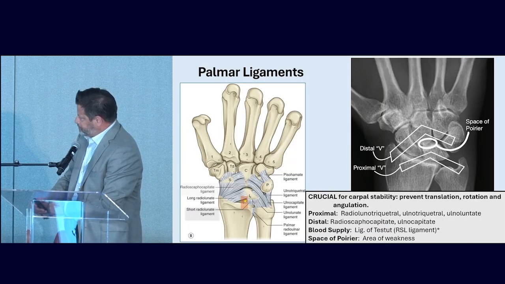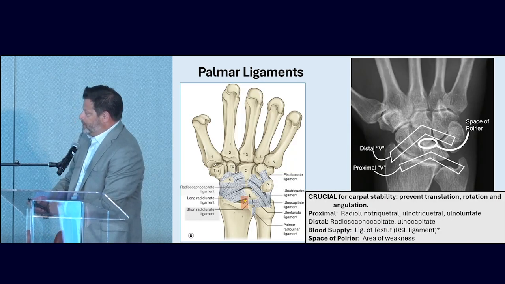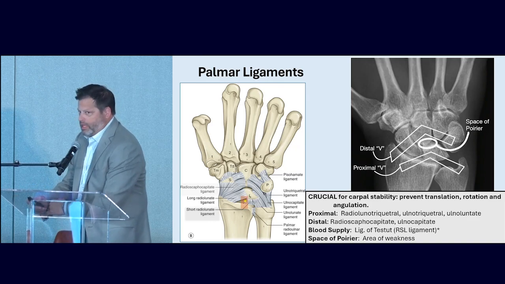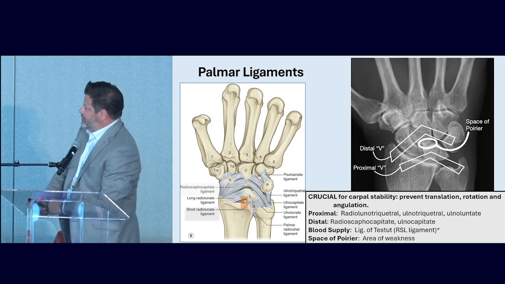We could do a whole seminar on the palmar ligaments, but they're very crucial. They're very sturdy ligaments, and they're crucial to prevent translation, rotation, and angulation. The take-home point about our lunate dislocation is that they form two inverted V's on the palmar side of the hand, and there's a weak area, the space of Poirier, where the lunate can pop out during some of these injuries.